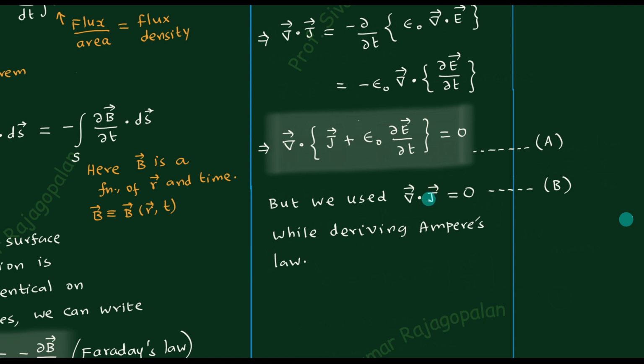What is the replacement? The old J for electrostatics will become a new J. What is new J? New J means old J plus epsilon naught into dou E by dou t. So this new J will contain the information about the time fluctuations. That means time dependent current density. You understand this? This is the quantity known as time dependent current density.